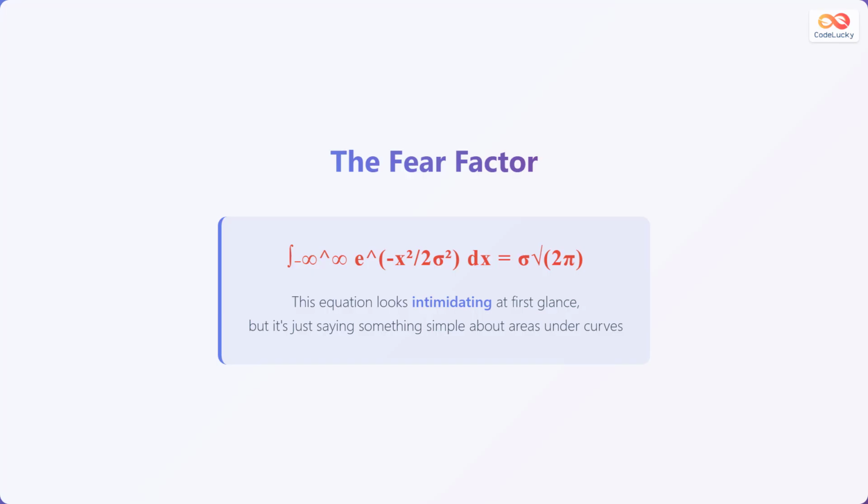Let's confront the fear factor. Take a look at this equation. Integral from -infinity to infinity of e to the power of -x squared divided by 2 sigma squared, dx equals sigma times the square root of 2 pi. At first glance, this equation might seem intimidating. However, it's essentially expressing a simple concept about the areas under curves. By breaking it down, we can reveal the simplicity hidden beneath the complex notation.